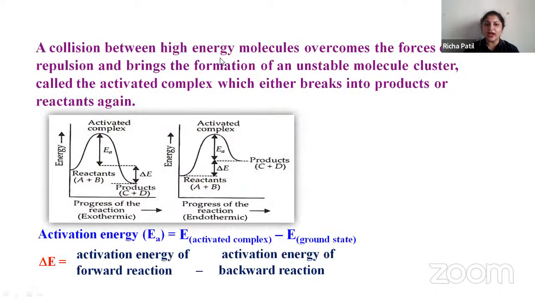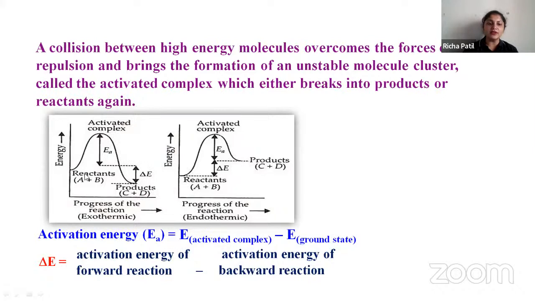So collision between high energy molecules overcomes the forces of repulsion and brings the formation of an unstable molecule cluster called the activated complex. So these are the graphs for the reaction to progress. If the reaction is undergoing an exothermic process, you can see the reactants giving you products. It will undergo via an activated complex.